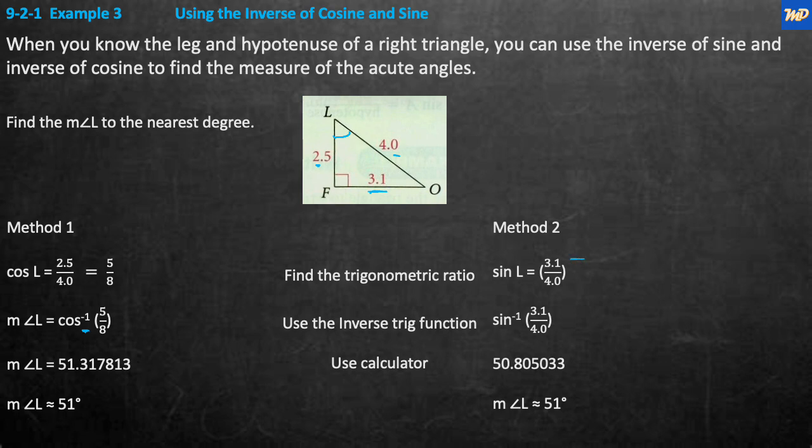31 divided by 40. So the inverse trig function, the sine inverse, like we said, second, sine, you hit the sine button to get the sine inverse. And then you type in 31 divided by 40. And when you do that, your calculator is going to come up with 50.805033. And if we round that, we're going to get the measure of angle L using the sine inverse is 51 degrees, approximately 51 degrees.